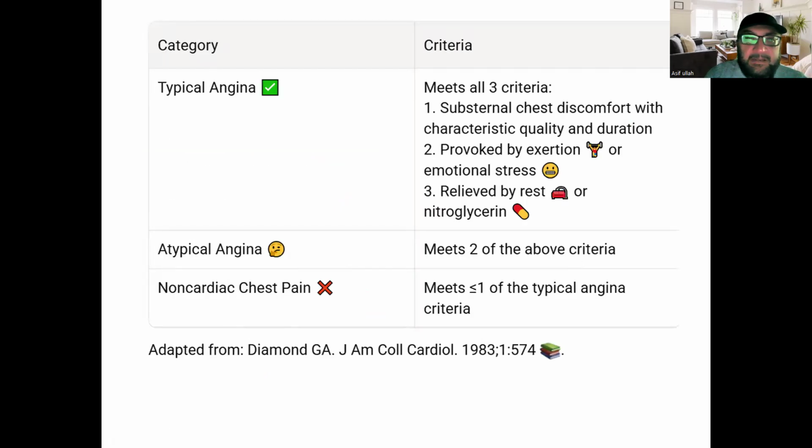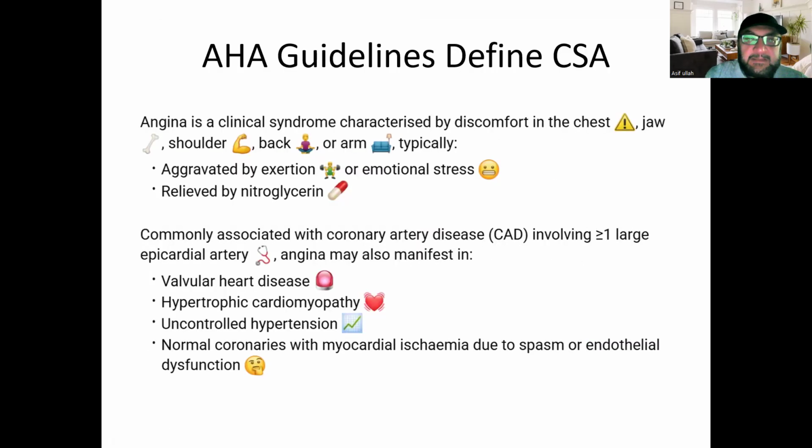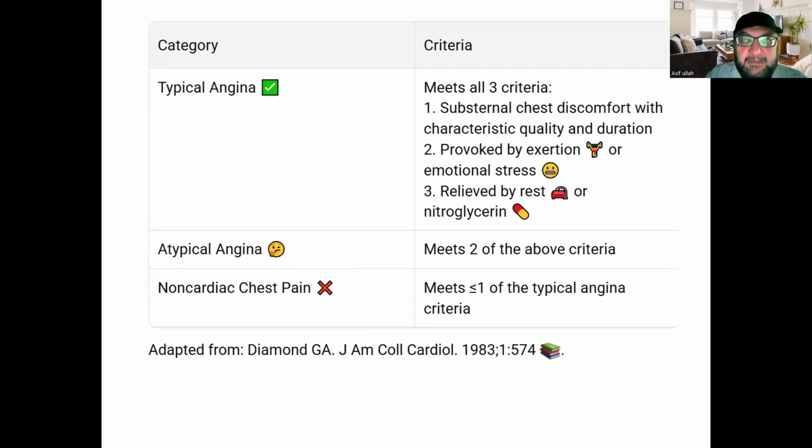So what does the category of angina tell us? There is typical angina, there is atypical angina, and there is non-cardiac chest pain. Typical angina has three components, all of them.